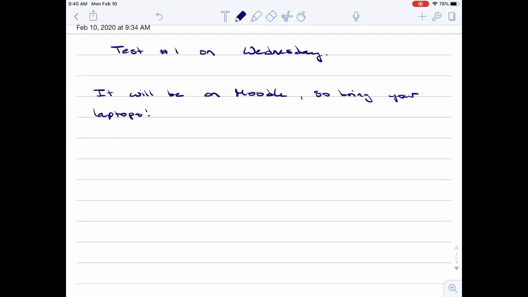Bring your laptops. How it's going to be set up is there's going to be 24 questions, and some of them are multiple choice, some of them are fill in the blanks, right? Probably the fill in the blanks will be worth maybe 2 marks, multiple choice will be worth 1 mark, right? And so it'll be more than 24 marks, but kind of the same idea. You'll have the entire class time to work on it.